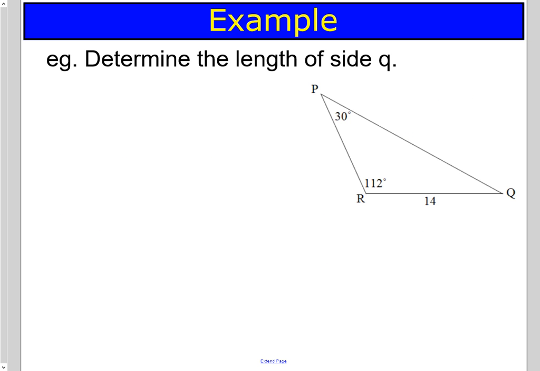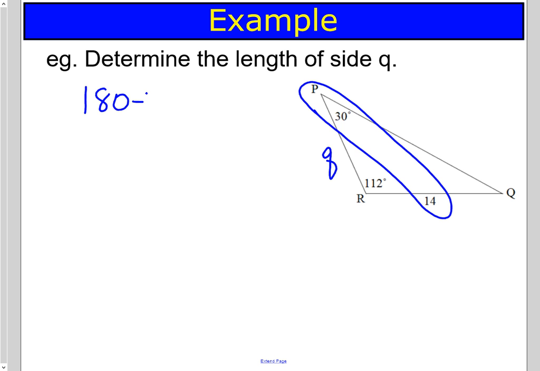So let's try another one. Determine the length of side q. Okay, so remember we said we needed to find an angle and an opposite side. So here I have an angle and an opposite side. I'm looking for side q, so I'm looking to solve for that side there, but I'm missing the angle inside of my triangle. Now, no fear, we can figure out that angle quite easily. We know that the angles in a triangle add up to 180 degrees. And so I'm going to take 180 minus 30 minus 112, which gives me 38.